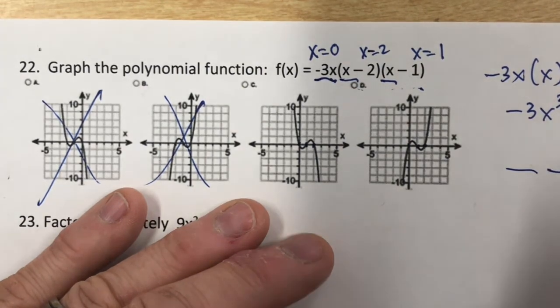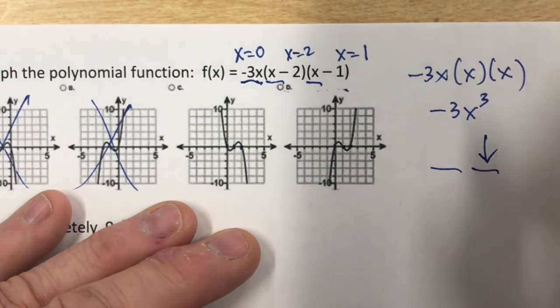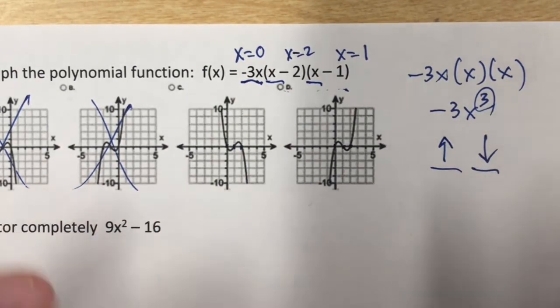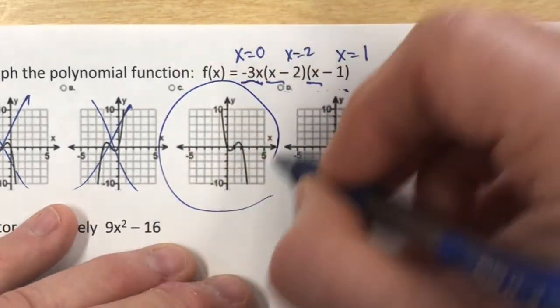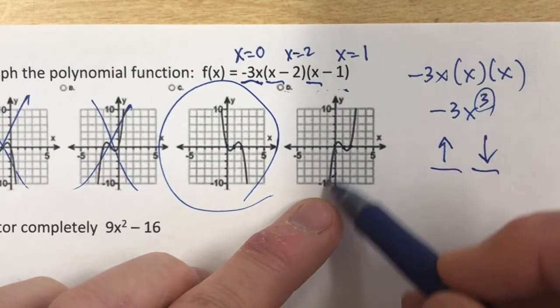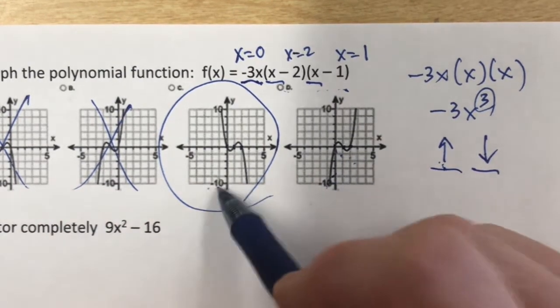Now, what's my end behavior going to be there? Well, it's negative, so the right side's down. And it's an odd power, which means they do opposite, so the left side would be up, which is what's going on right here. So this is my answer. See, this is opposite. This is going down on the left, and it's going up on the right. That's wrong. The answer is this one.